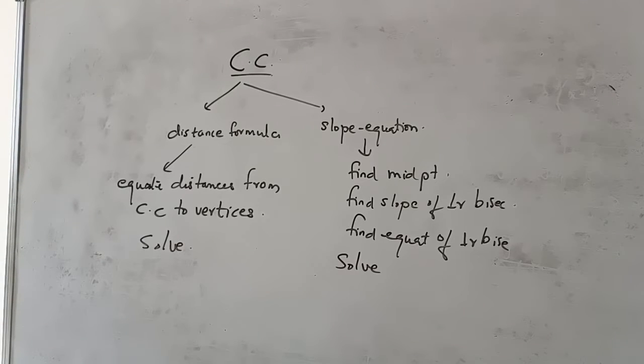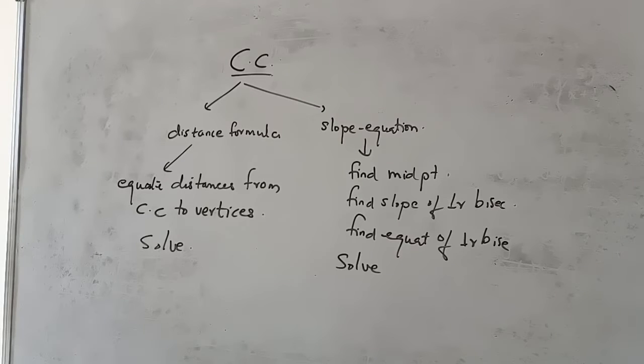Here I have written down the two different methods that we use to find out the coordinates of the circumcenter when the vertices of the triangle are given to you. The first one is the distance formula and the second one is the slope equation form of a line which we use to find out the equation of the perpendicular bisector. We find out the equations of the two perpendicular bisectors by using the midpoint and by using the slope, and then we solve them to find the circumcenter.